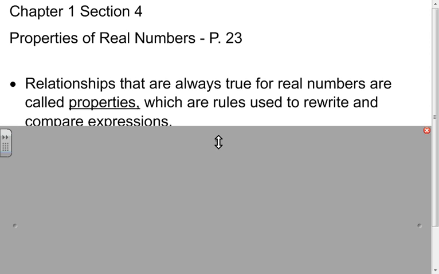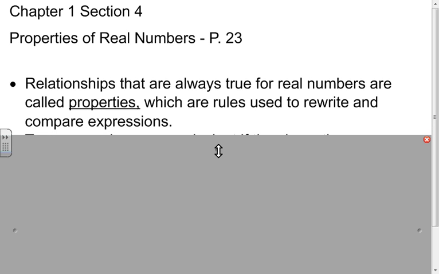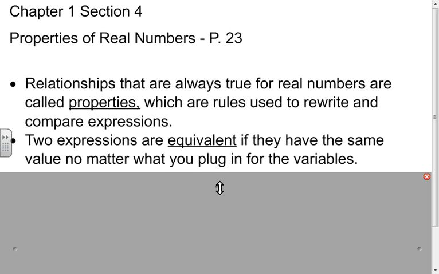Relationships that are always true for real numbers are called properties. Those are rules which are used to rewrite and compare expressions so you can do things with them. These are true for all real numbers. Two expressions are called equivalent if they have the same value no matter what you plug in for the variables. You can see that in the word equivalent, that starts kind of like the word equal. You're going to see why that is in a little bit.